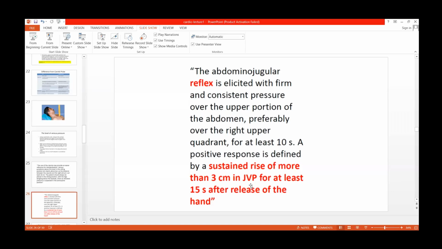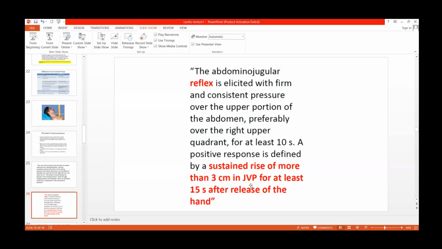So what does it signify? Just two important things. Number one, silent TR and latent right heart failure. It can be false negative with SVC or IVC obstruction or Budd-Chiari syndrome.